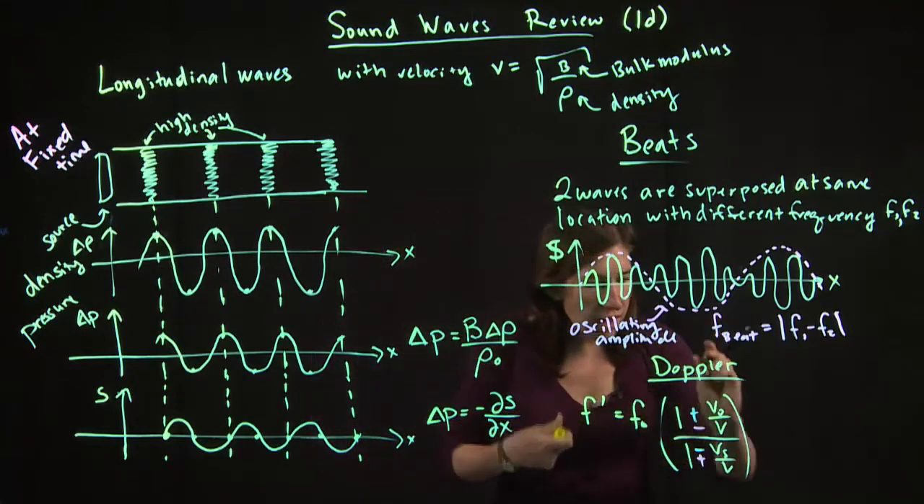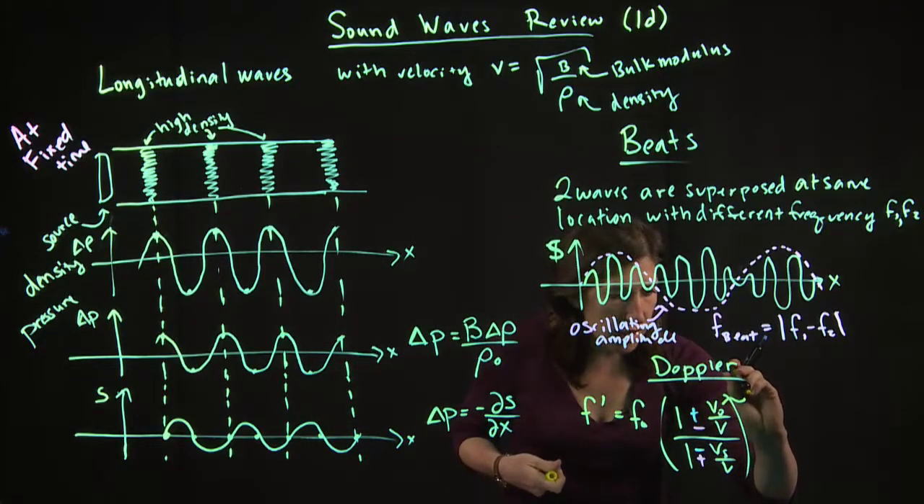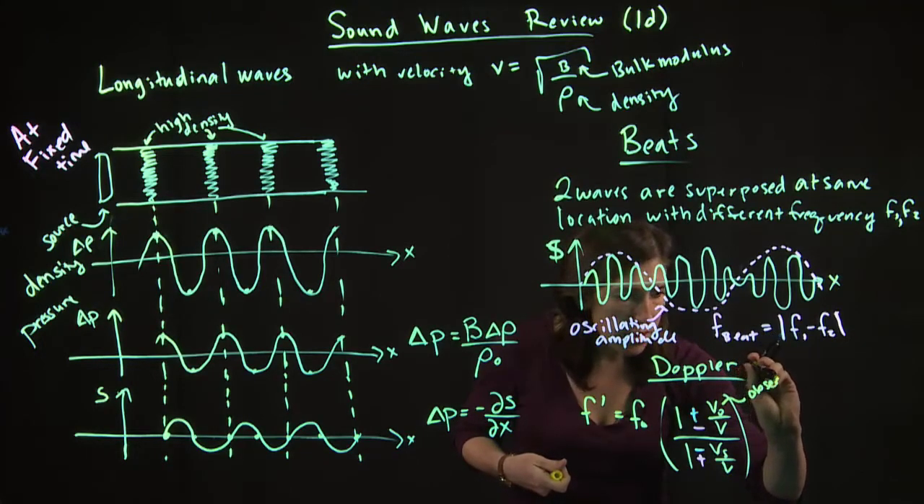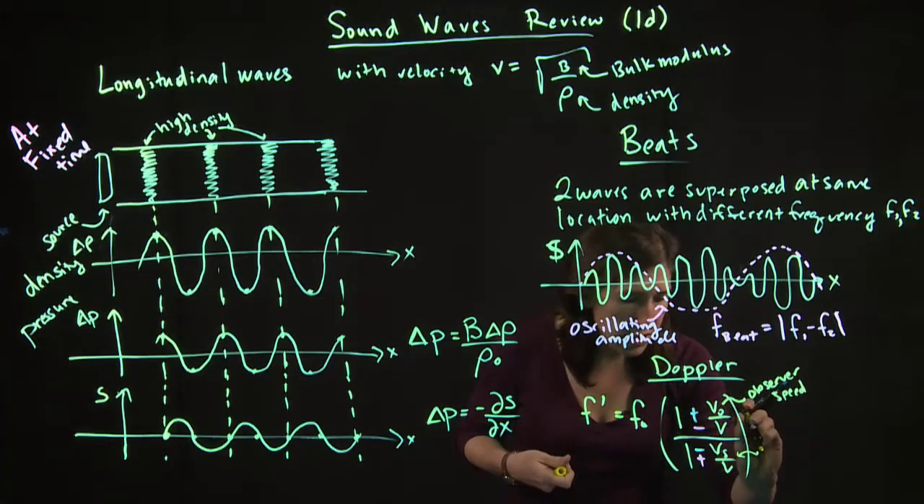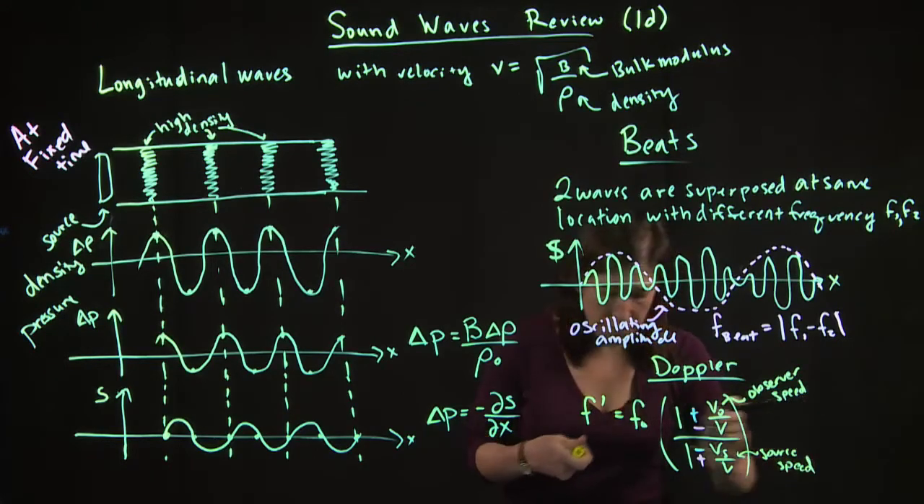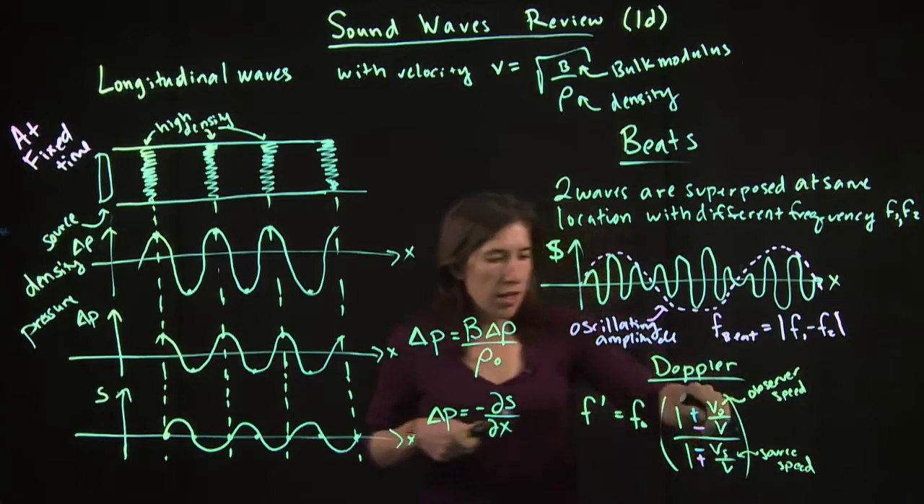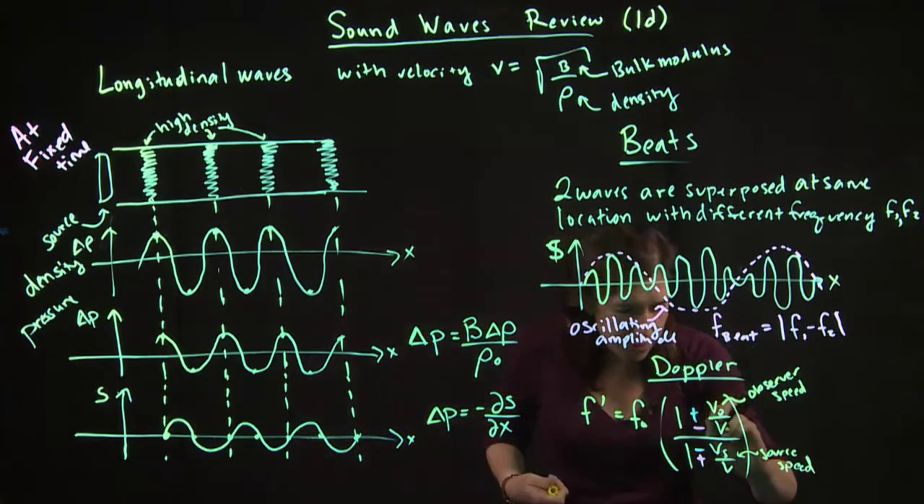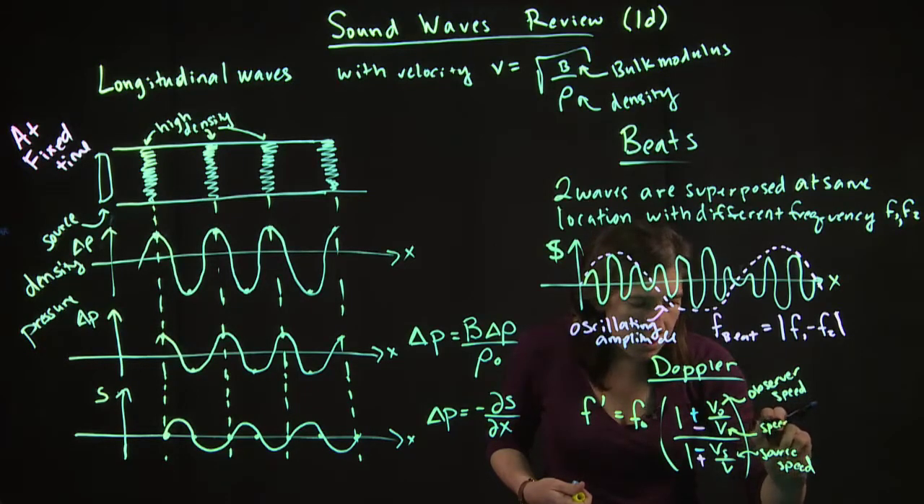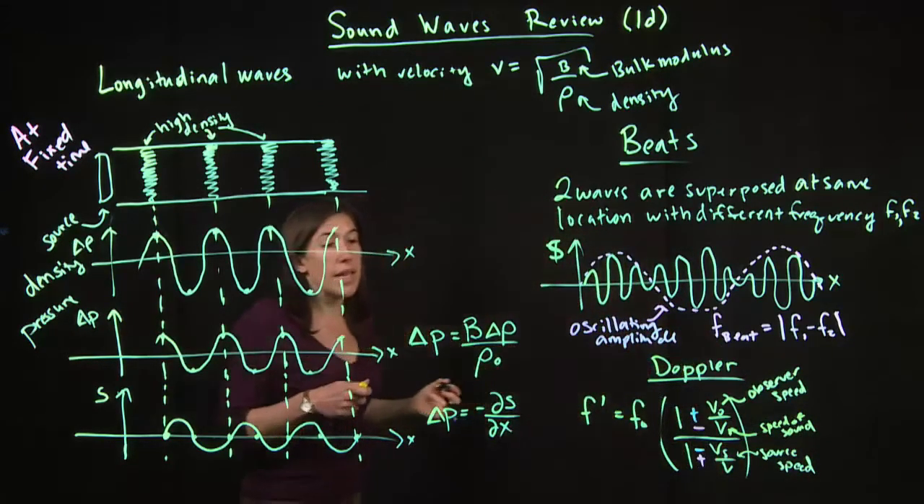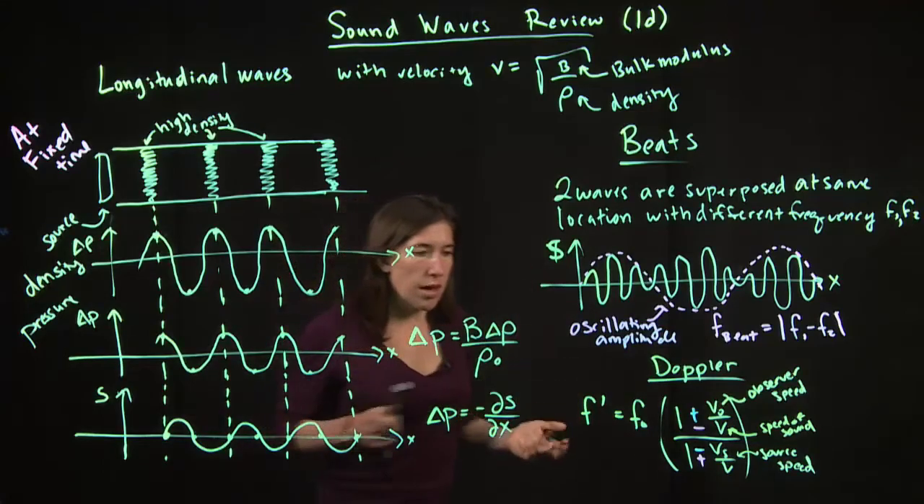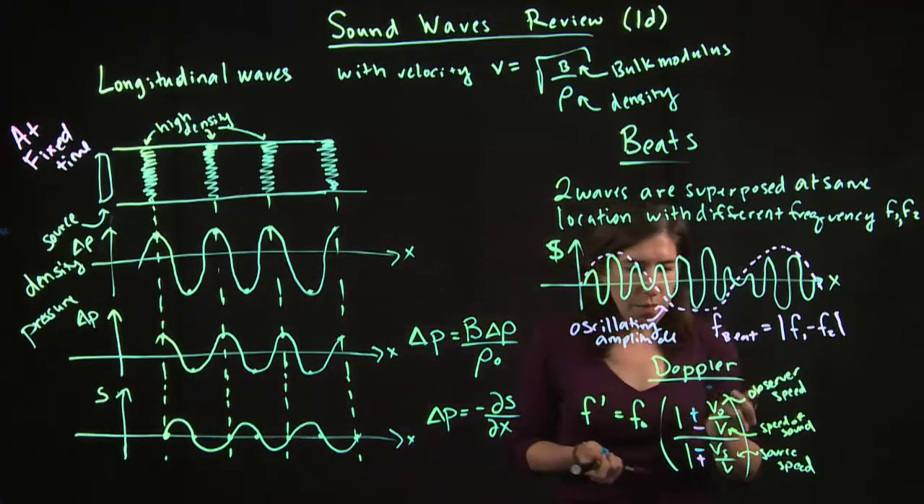So what all of these things are: this is the observer speed, this is the source speed, where these are constant values. And the V without a subscript is the speed of sound. That depends on the medium through which it's traveling. So if it's traveling through air, then it's the speed of sound in air.